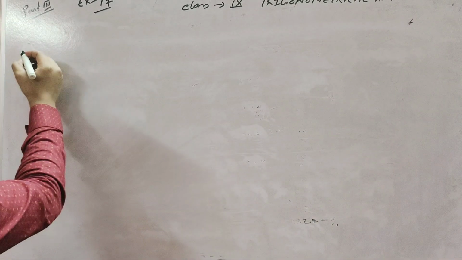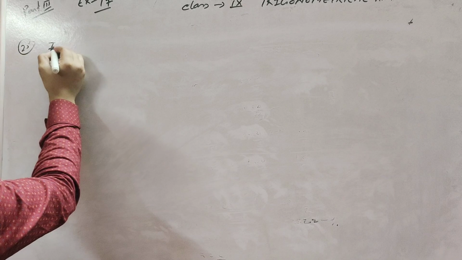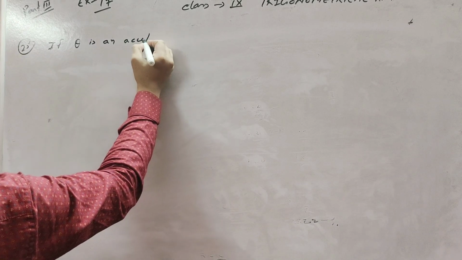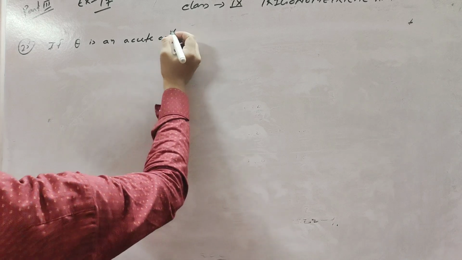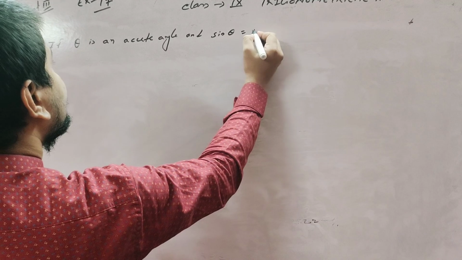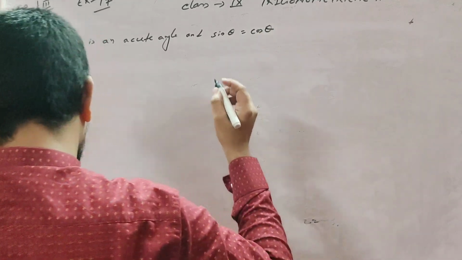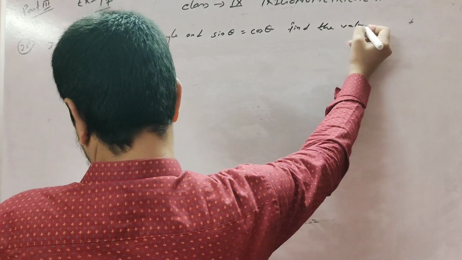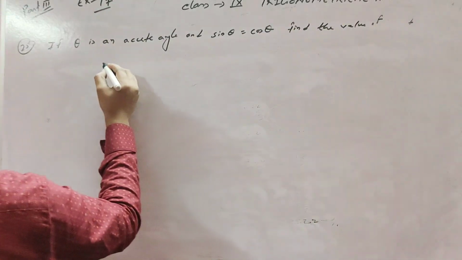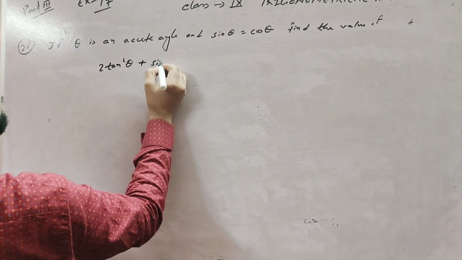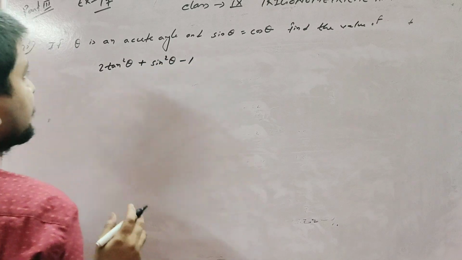Now the question is 25. If theta is an acute angle and sin theta equals cos theta, find the value of 2 tan square theta plus sin square theta minus 1.